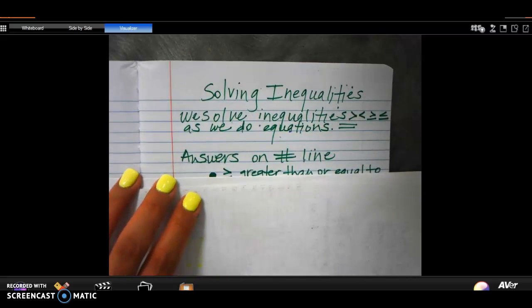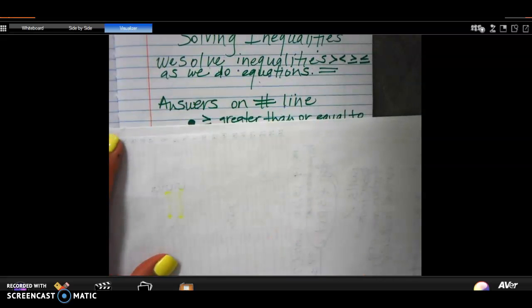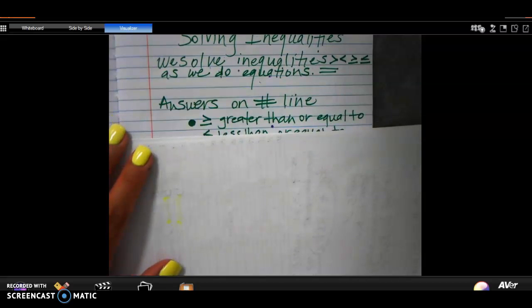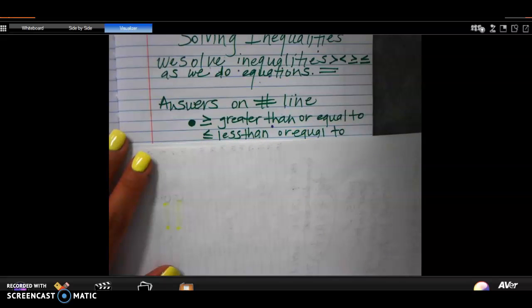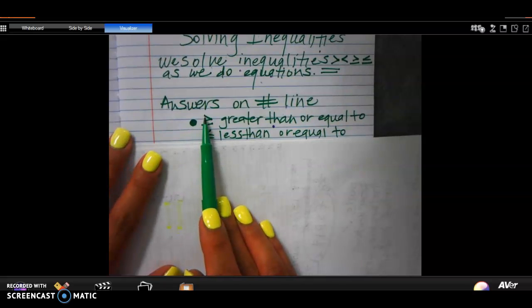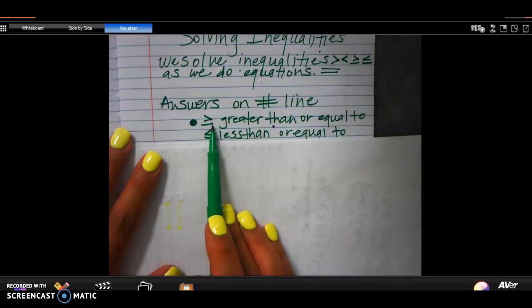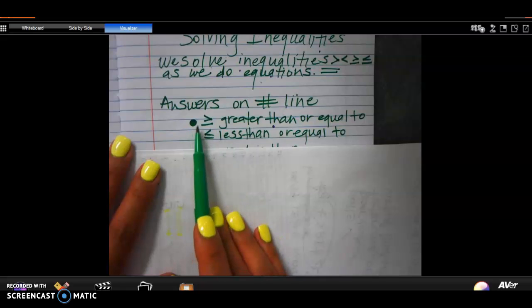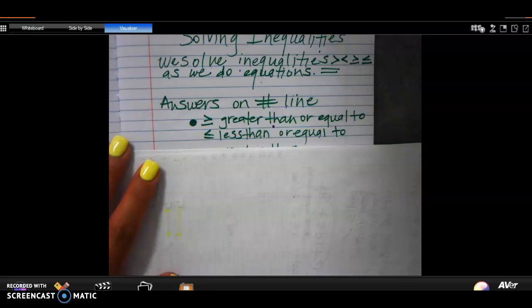When we get our answers, they're going to be placed on a number line so it can help us understand what those answers mean. When we get there, we're going to see a closed circle, and that is related to the greater than or equal to symbol, and also to the less than or equal to symbol. When we color in that circle, that means that number is part of our solution.